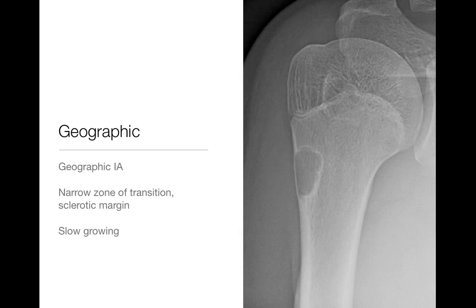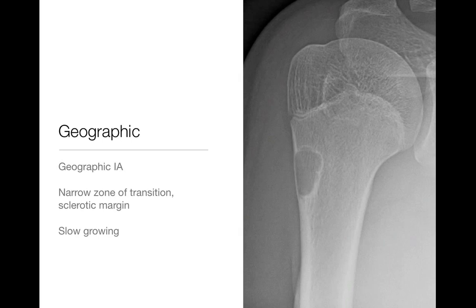So what is a geographic 1A lesion? Again, the terminology of calling it geographic 1A is not so important as how we actually describe it. Describing it properly is important because that's going to help us train our mind to think about differentials for this lesion and whether we should worry about this lesion or not.